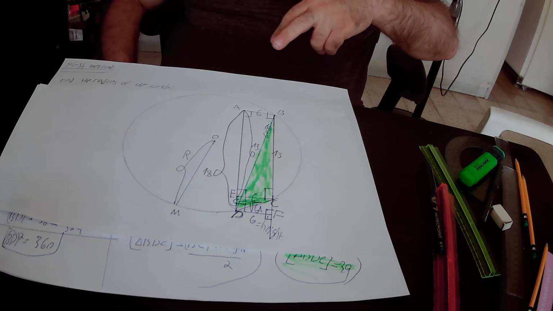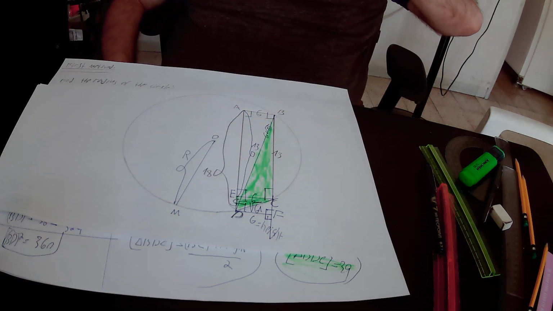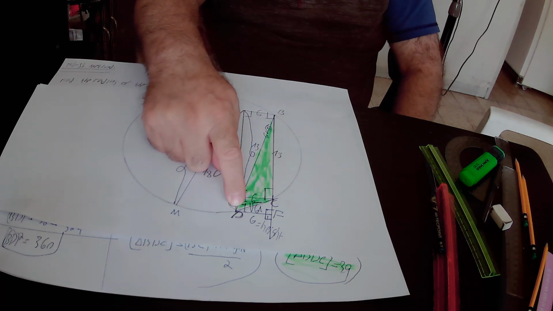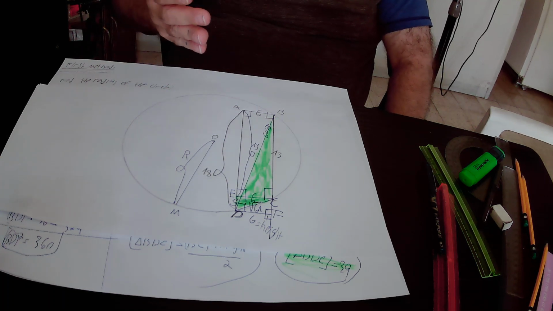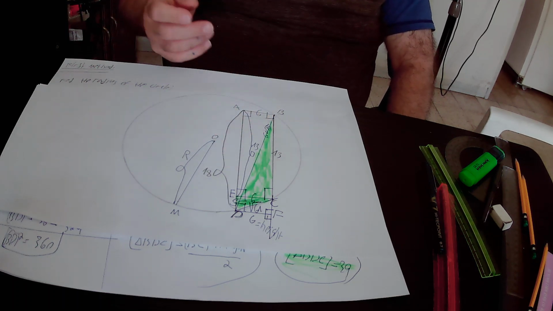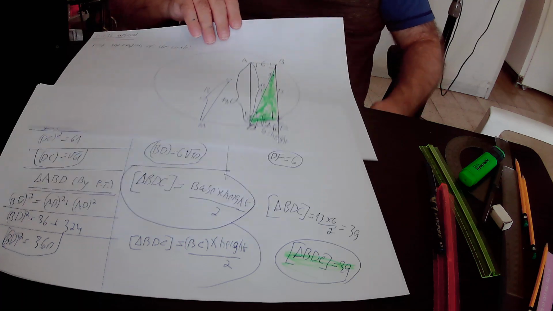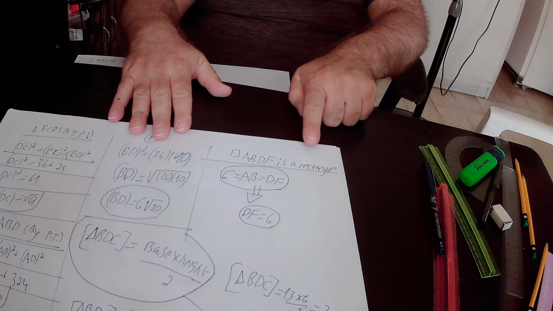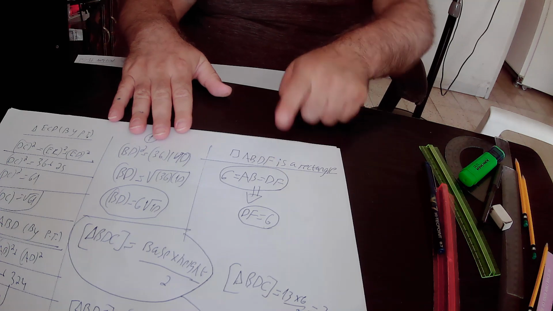Here we created quadrilateral ABDF. Inside this quadrilateral ABDF, we have 1, 2, 3 right angles. Therefore, the fourth angle must also equal 90 degrees. And therefore, quadrilateral ABDF, which has 4 right angles, is a rectangle. We know that the opposite sides of a rectangle are equal to each other. That is to say, AB equals DF. Repeat again: quadrilateral ABDF is a rectangle because it has 4 right angles, and the opposite sides of a rectangle are equal to each other. That is to say, AB equals DF.